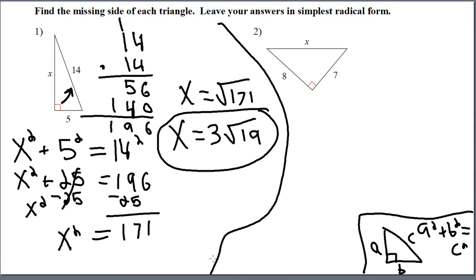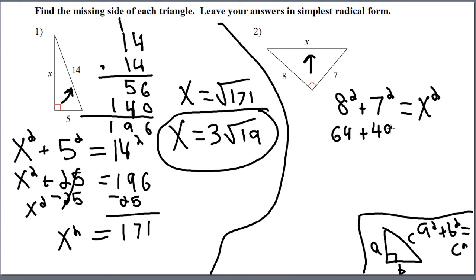Again, look at our right angle. The side across from the right angle is going to be the side that has x. So our c value is x squared. Set that equal to 8 squared plus 7 squared. 8 squared is 64 plus 7 squared, which is 49, equals x squared.